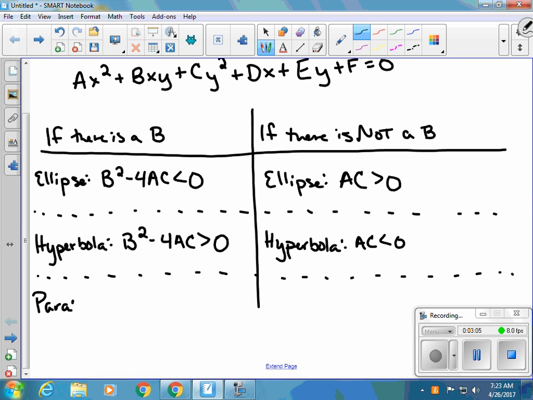Now for a parabola, if there is a b, our discriminant b squared minus 4ac equals 0. If there is not a b for a parabola, ac equals 0.